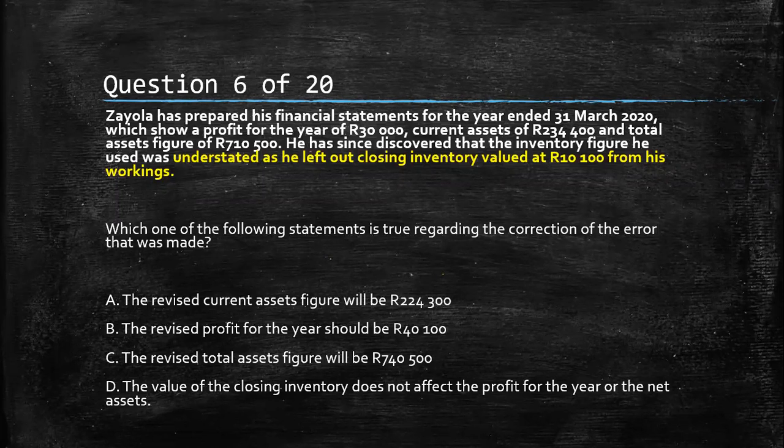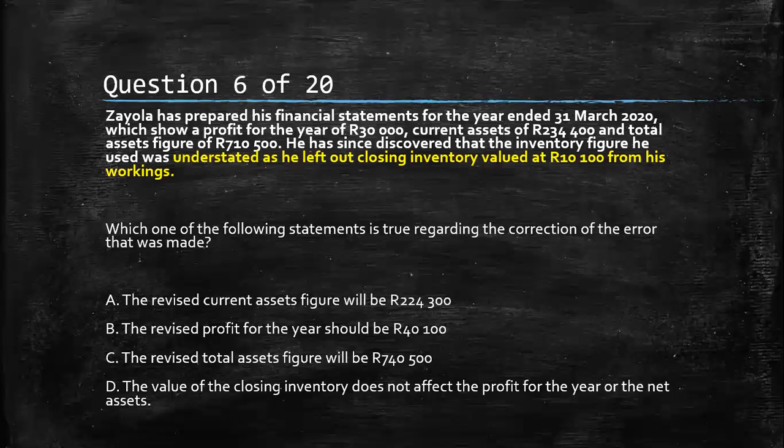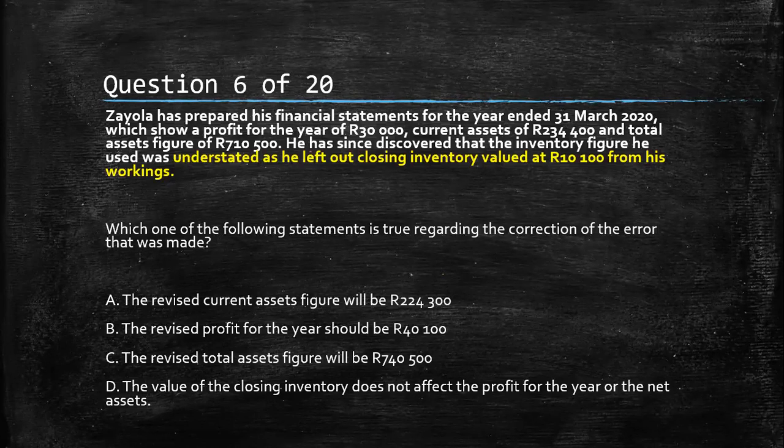It's the same as the consumable stores on hand. The consumable stores on hand decrease your expenses and yet they increase your profit. So the closing inventory is subtracted from the calculation of what? Of cost of sales, which is an expense. So it's the same as reducing your expenses. When you reduce your expense, your profit increases.